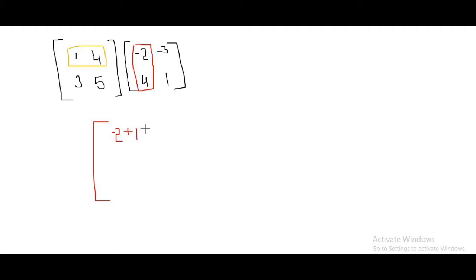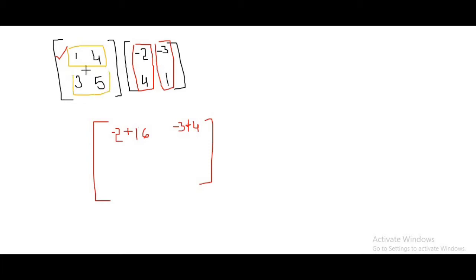Yeah, 4 times 4 is 16. And we take the same row and multiply it with the second column of the second matrix. So 1 times negative 3 is negative 3, 4 times 1 is 4, which is plus 4, of course. We are done with the first row, and then we take the second row and repeat the process.